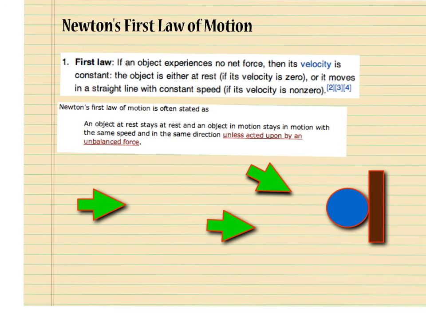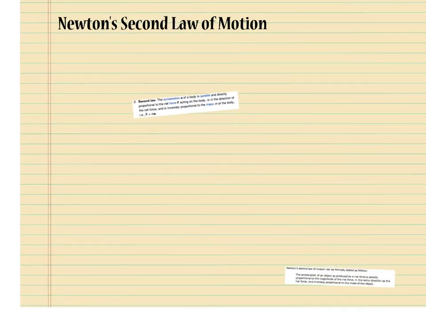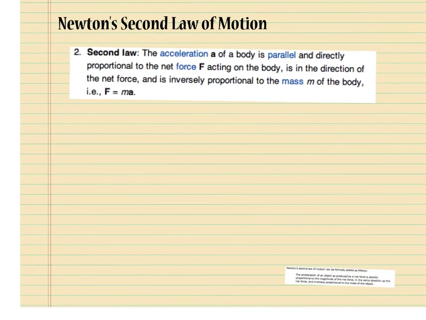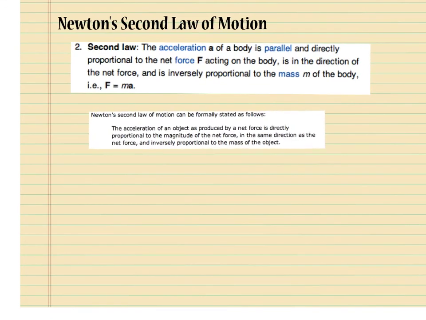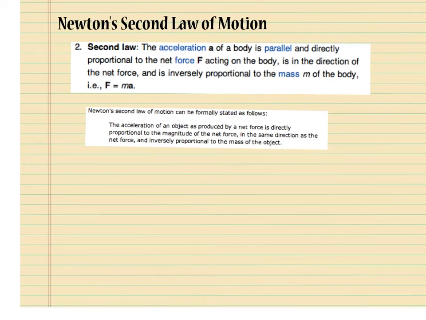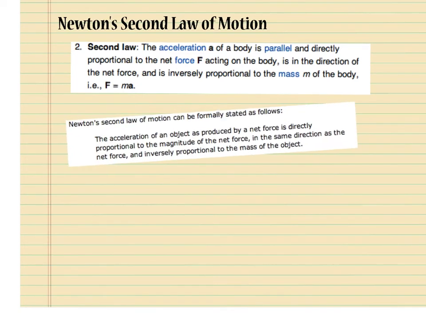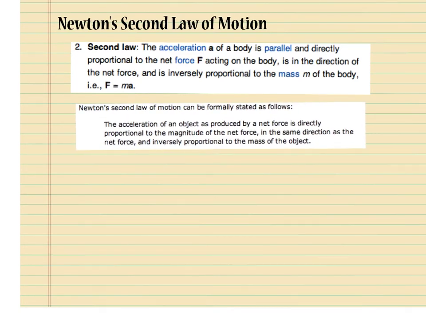All right, we have two more definitions for Newton's second law. Wikipedia says the acceleration, or the a, of the body is parallel and directly proportional to the net force of the body, in the direction of the net force, and inversely proportional to the mass of the body. So the equation they give us is F equals ma.